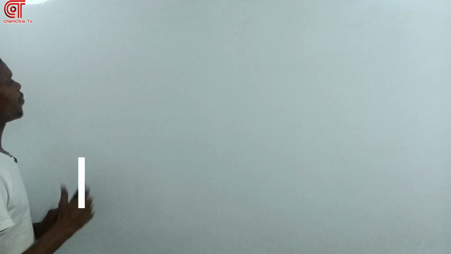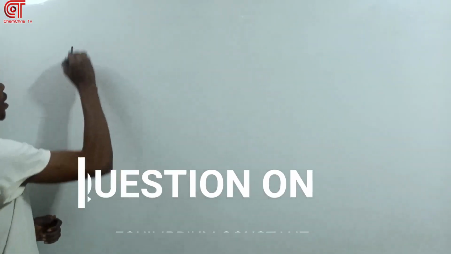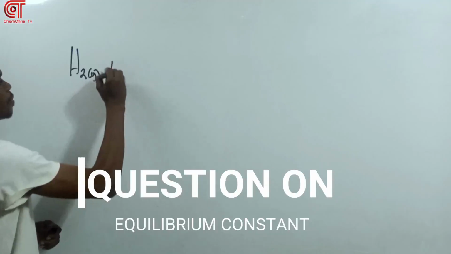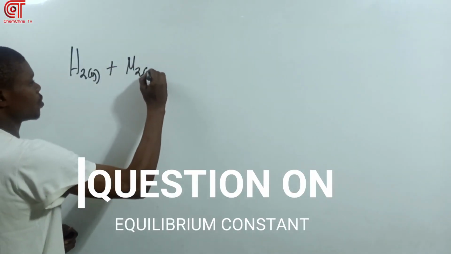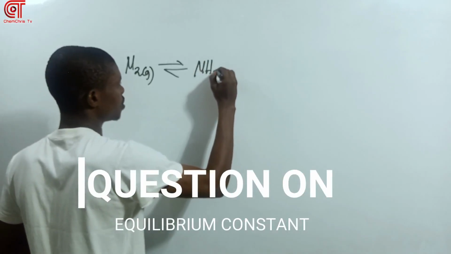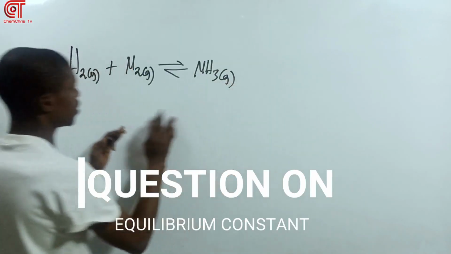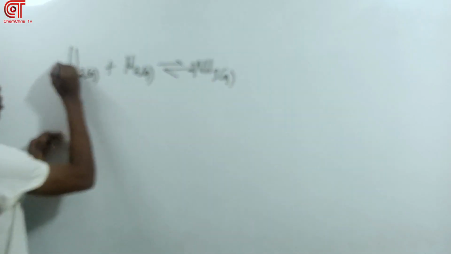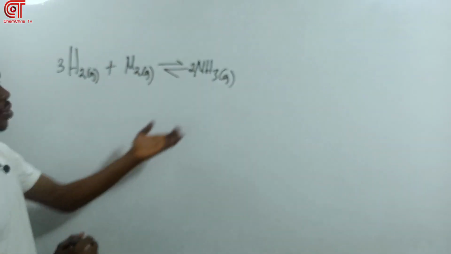Now, if you have a reaction H2 gas plus N2 gas giving NH3 gas, right? So we have to balance it. But then what should I use to do this calculation here.